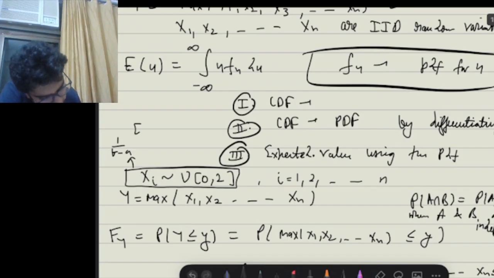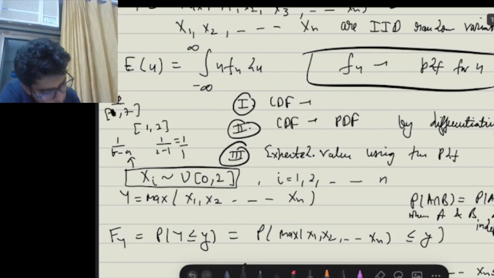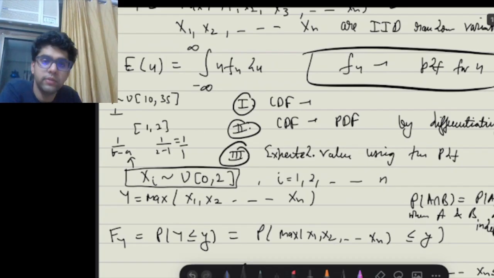So if my interval was 1 to 2, then it would have been 1 upon 2 minus 1, which would be 1. Had it been uniformly distributed from 10 to 35, right? Then it would have been 1 upon b minus a, 35 minus 10 is 25, right? So 1 upon 25. This would have been the PDF. Now let me just rub this off.